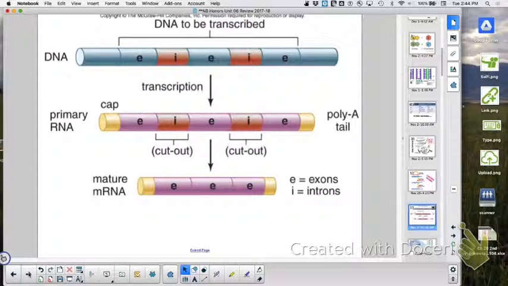Cut out. Yes? So AJ actually came up with a good thing to remember. He said introns are in trouble. I like that. That's a good I one. Introns are in trouble. So they are getting cut out and the exons are going to be expressed.